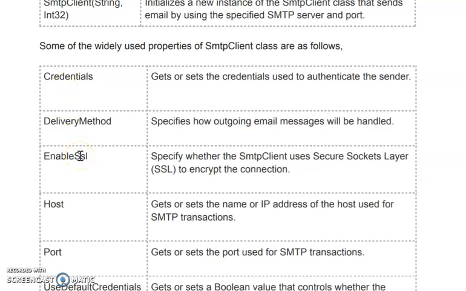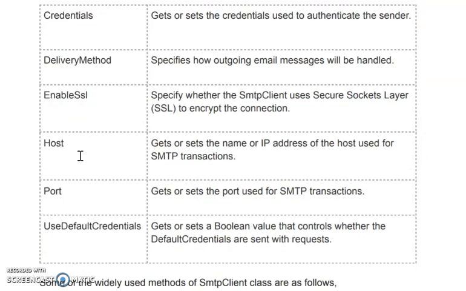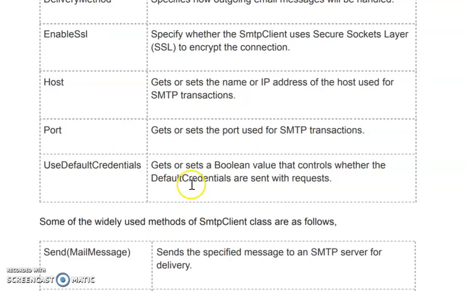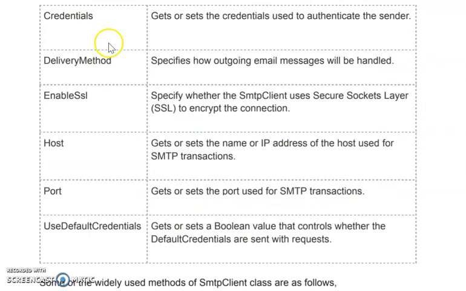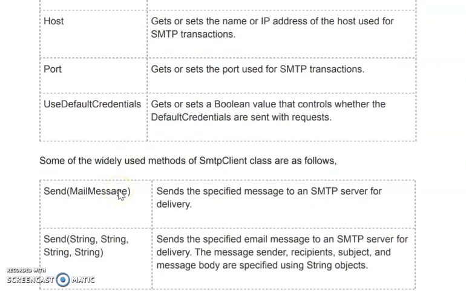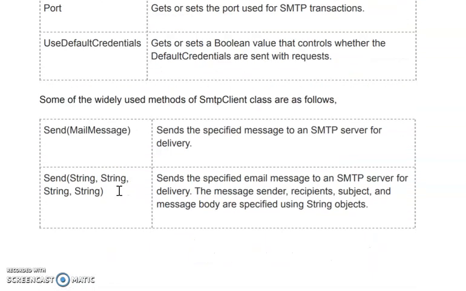Now Gmail uses Secure Sockets Layer, so that's why we have to set it to true. It is for the encryption of that connection. Then the Host, the IP address or the name of the host we have to provide, the port number, and whether we are using default credentials or not. After setting these properties, we will see in the program how exactly we are setting them. After that we have to send the message. So here use Send and write down the mail message.